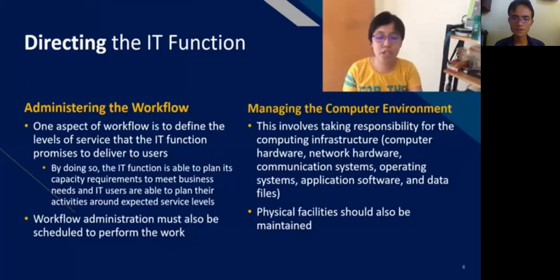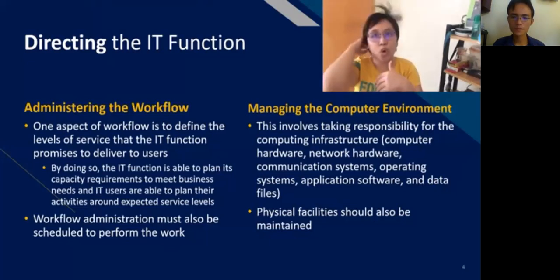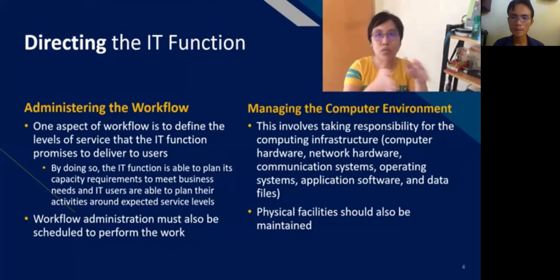Also, workflow administration must be scheduled to perform the work. Just like I mentioned a while ago, in order for us to have this workflow properly utilized in a certain organization, of course you have to introduce or administer it to the organization. You have to let your employees know how the workflow should go. And while you are teaching employees, you must also make sure that they understand the workflow and know how the process would go, so that everything should go smoothly.